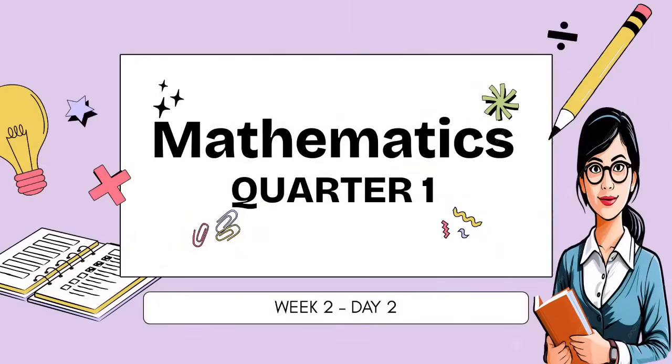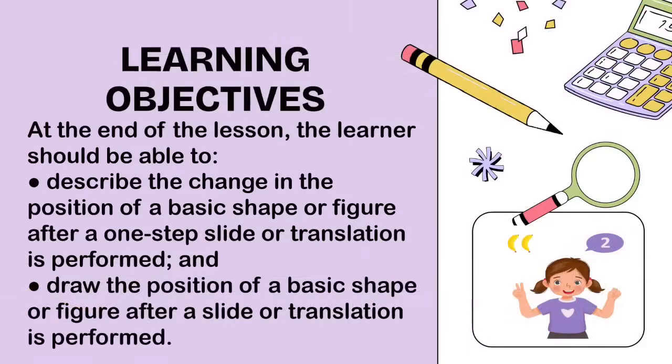Day 2. Learning objectives. At the end of the lesson, the learner should be able to describe the change in the position of a basic shape or figure after a one-step slide or translation is performed, and draw the position of a basic shape or figure after a slide or translation is performed.